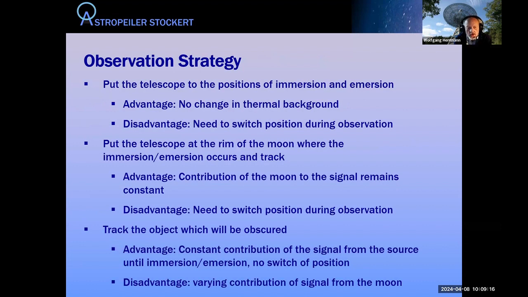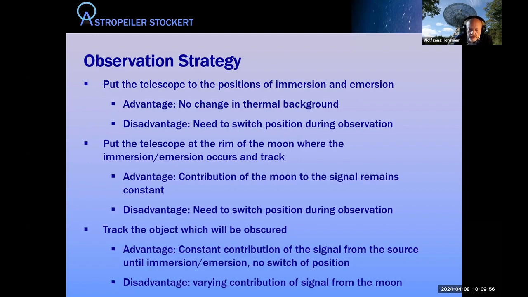Now, there are different possibilities for how you observe it, and all three of them have advantages and disadvantages. I'll quickly go through that. The first idea would be to put the telescope at the position where the immersion will occur, and then after that, put it at the position where the emersion occurs. The advantage there is that while you try to capture the immersion and the emersion, you don't change the position of the telescope, hence you don't change the thermal background. So you have a stable thermal background.